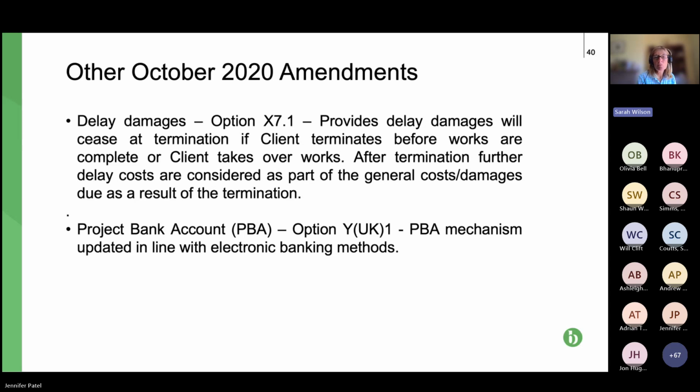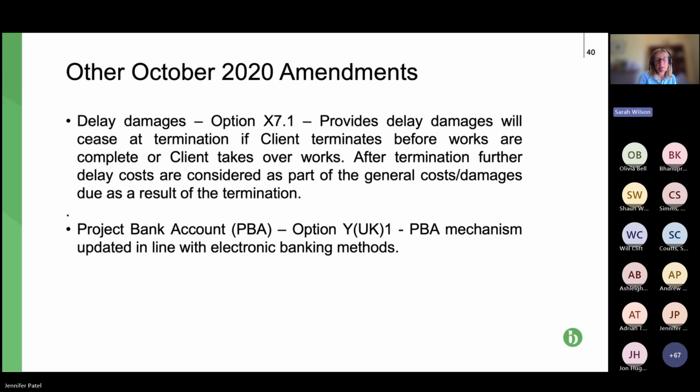Option X7.1. This provides, and we've got a similar change in the new JCT 2024 provisions, that if you terminate, the liability for delay damages ends, and liability for general damages starts. So your delay damages are your liquidated damages. They end if the contract is terminated, and you go on to having to compensate with general damages instead. And a small change to the project bank account.